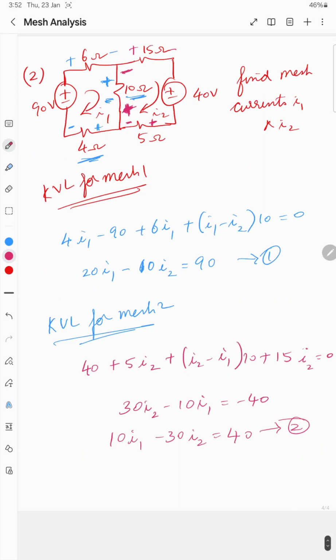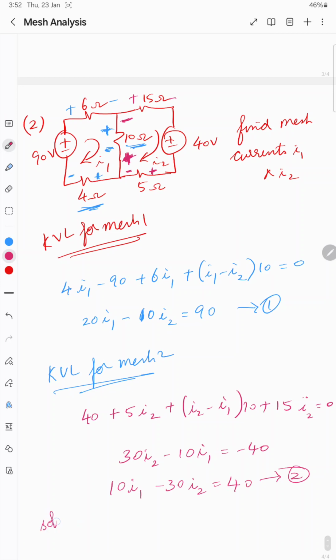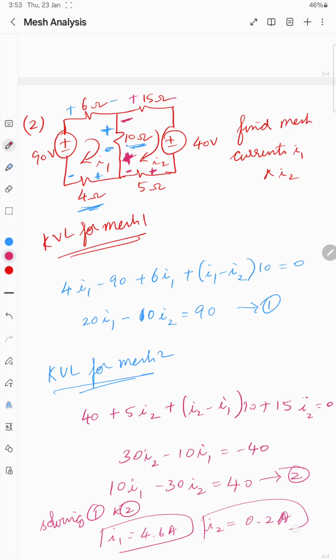Okay, solving these two equations, 1 and 2, you should be getting I1 as 4.6 ampere, I2 as 0.2 ampere. Okay, right. Thanks for listening. In the next video, we will deal with the super mesh. Thanks for listening.